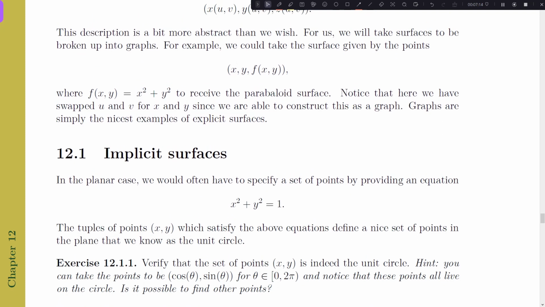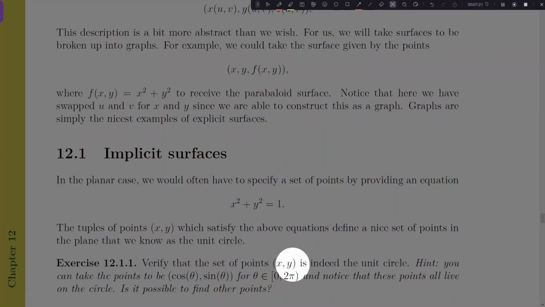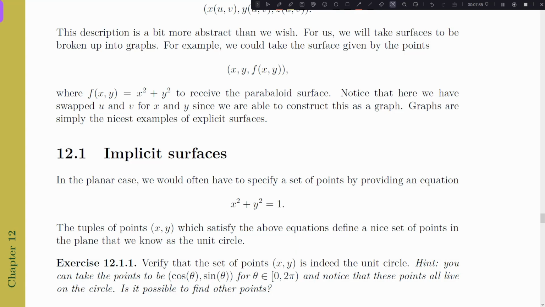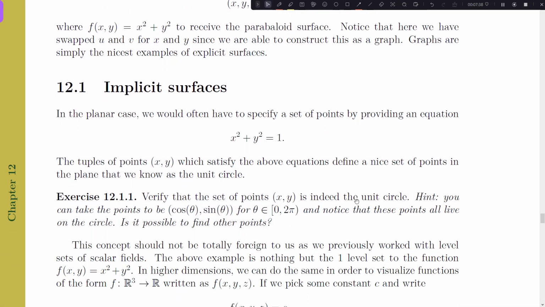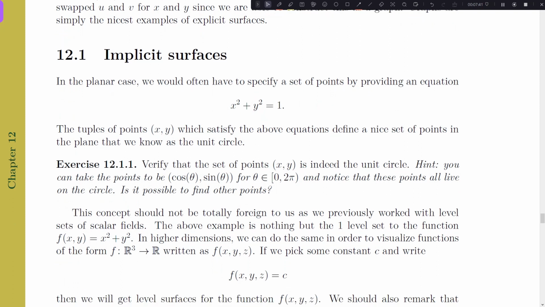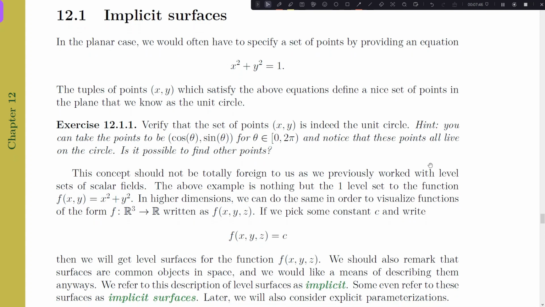All right, so this exercise says verify the set of points x, y is indeed the unit circle. That is the set of points right here. Hint, you can take the points to be cos theta, sine theta for theta, and notice that these all live on the circle. So if I plug cos theta in for x and sine theta in for y, I get the Pythagorean identity. So that's how we can verify that. All right, and the author is noting that, yes, this is just like level curves for us.